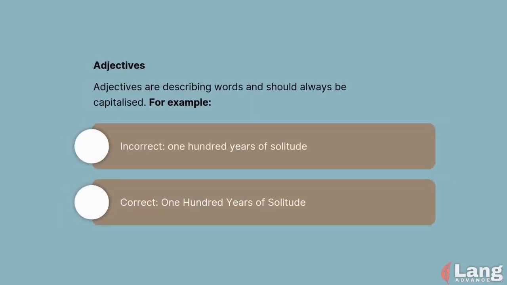Adjectives. Adjectives are describing words and should always be capitalized. For example, incorrect: One hundred years of solitude. Correct: One Hundred Years of Solitude.